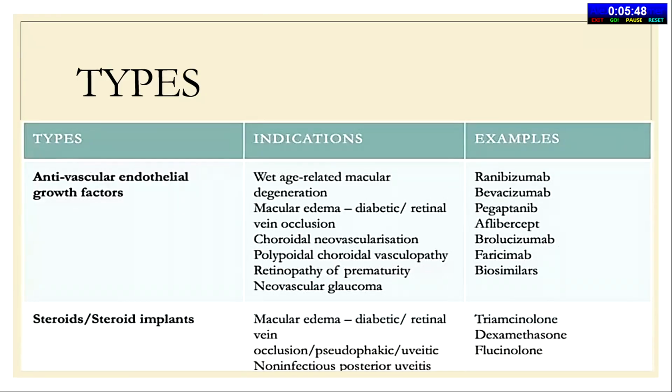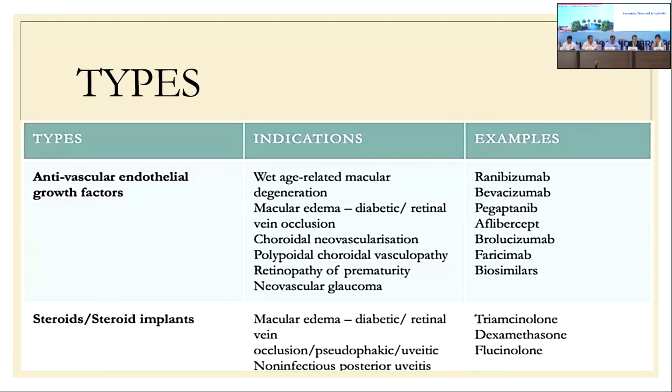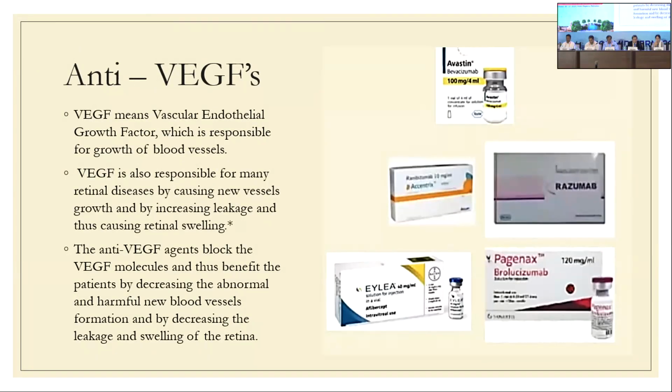So the indications we all know, wet AMD, macular edema, diabetic and retinal vein occlusions, BRVO, CRVO, choroidal neovascularization, PCV, ROP, and neovascular glaucoma. So when we talk about anti-VEGF injections, they are ranibizumab, bevacizumab, pegaptanib, aflibercept, brolucizumab, faricimab, and biosimilars. So in steroids, we have triamcinolone, dexamethasone, and fluocinolone, and Ozurdex implant.